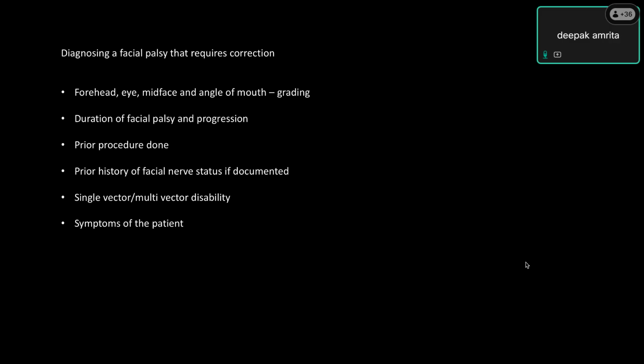So, diagnosing a facial palsy that requires correction, we have to look at the forehead, eye, midface, and angle of mouth and grade the paralysis. We have to find out what the duration of the facial palsy and its progression. We need to know what prior procedure was done. We need to know the prior history of facial nerve status, if documented, whether the patient has a single vector or multi-vector disability, and what are the symptoms of the patient.